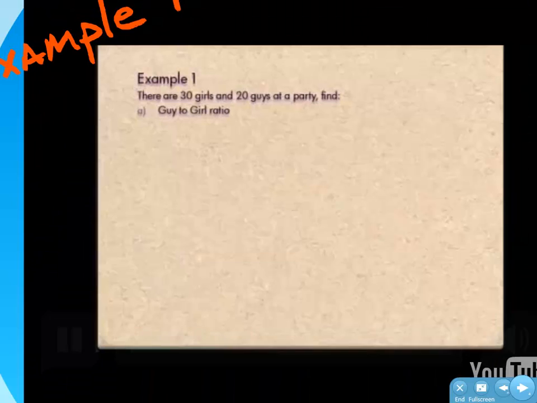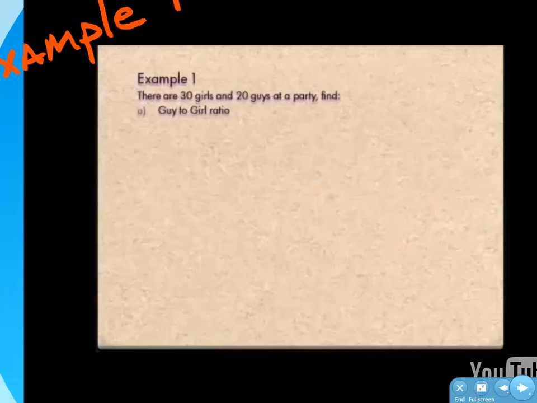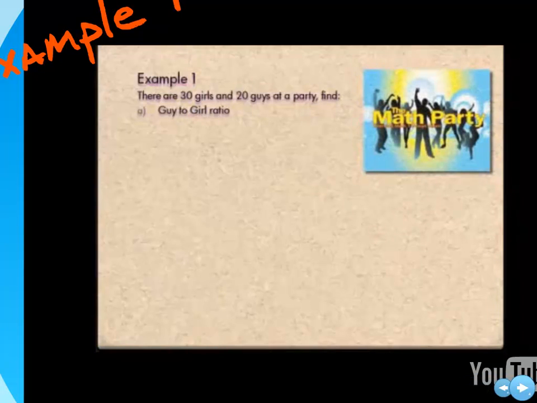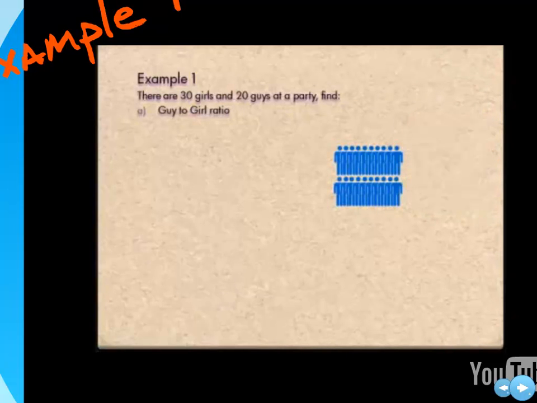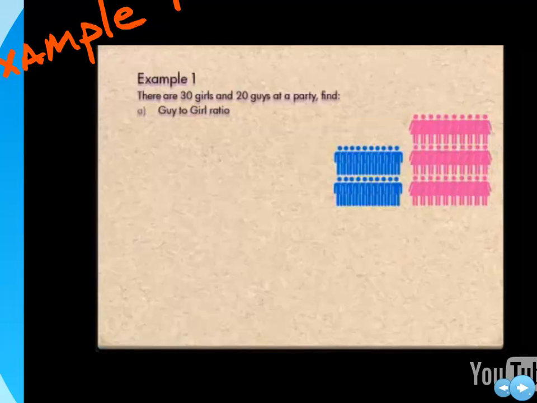Let's take a look at example 1. Let's say exams are over and there's a really big party this weekend down the block. You were told by your best friend that there would be 30 girls and 20 guys at this party. What I want you to do is help me find the guy to girl ratio. This question is actually pretty straightforward.